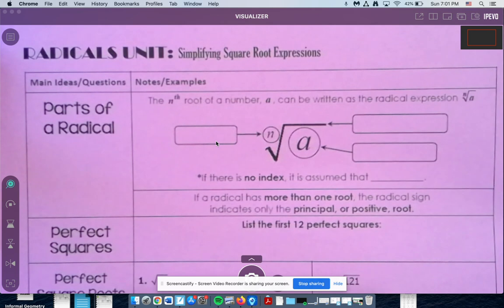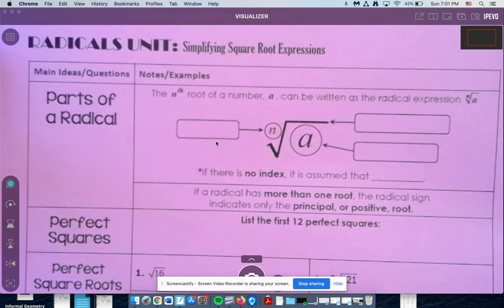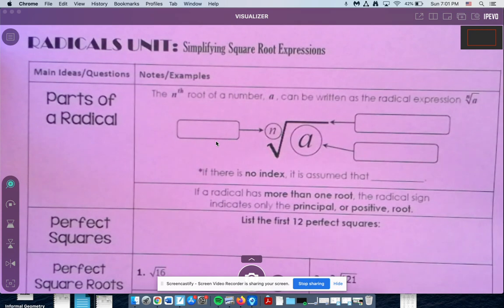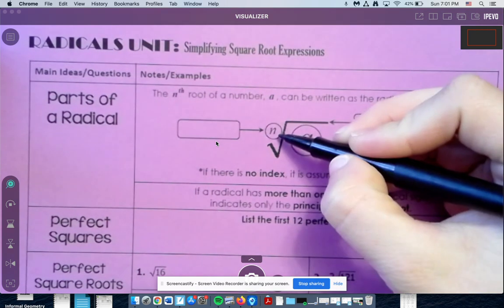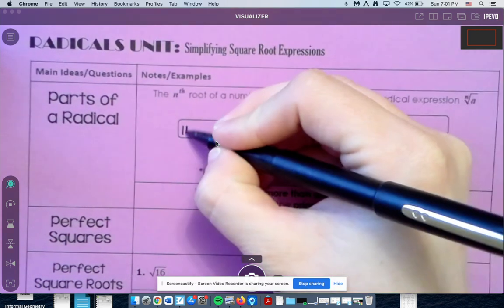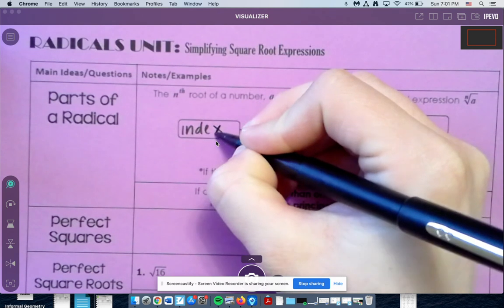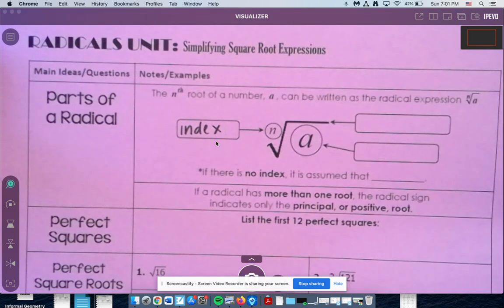My goodness. All right. So it says the nth root of a number a can be written as the radical expression, the nth root of a. Okay. So some things we need to talk about. This little number here, that n, we call that the index. That tells us, are we taking the square root of something, the cubed root, the fourth root, the fifth root, and so on. So this is just a little number, and that's telling us what root we're taking.